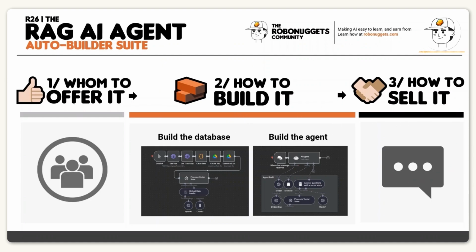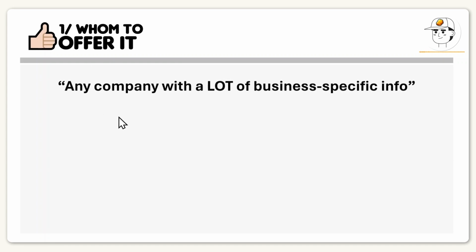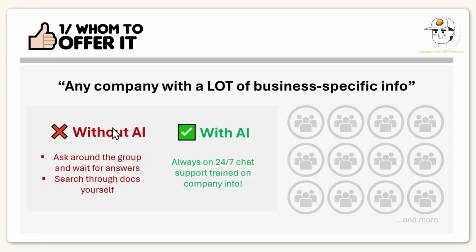And before we actually build the agent itself, it's quite important to understand who we should offer this to and what's the pain point really that we're solving. And really the good news is this kind of solution can be quite useful for any company with a lot of business-specific info. Because if you think about it, how companies or communities or any group really get their information now, especially if they have a lot of business-specific information, is they probably ask around their group and wait for answers. Or if there's documentation, then they search through those documentation themselves. But with AI, you can have an agent that is always on, available 24/7, and is trained on company information. So it's really a no-brainer of how beneficial this is for companies or groups or communities.